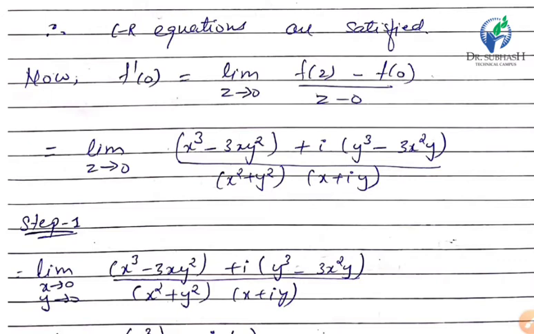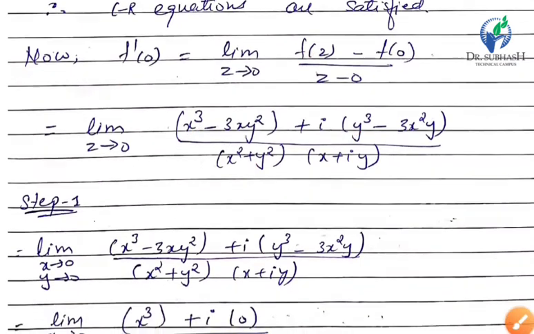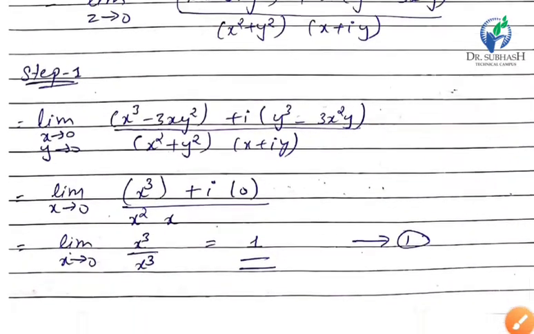Now for this we will use the formula f dash 0 equal to limit z tends to 0, f of z minus f of 0 upon z minus 0. First I will substitute the value of f of z here. I have substituted this value. Now f of 0 will be 0. When I put x and y both 0, the whole term will become 0. And in place of z, I have put x plus iy. Now I will see whether the limit exists or not.